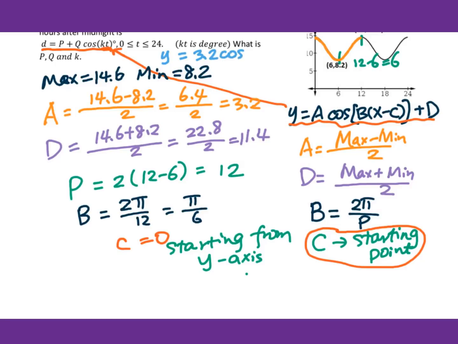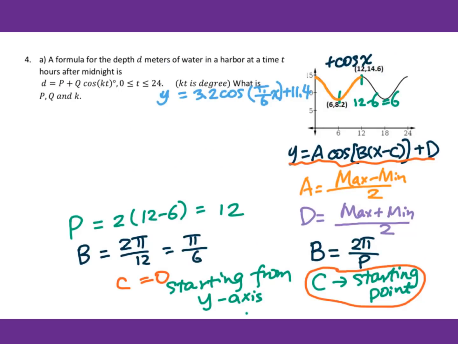Cosine. B is pi over 6 x. D, that's plus 11.4. Then this time, you need to compare the trig function we got and the pattern we needed. We compare that, we know P is our D.